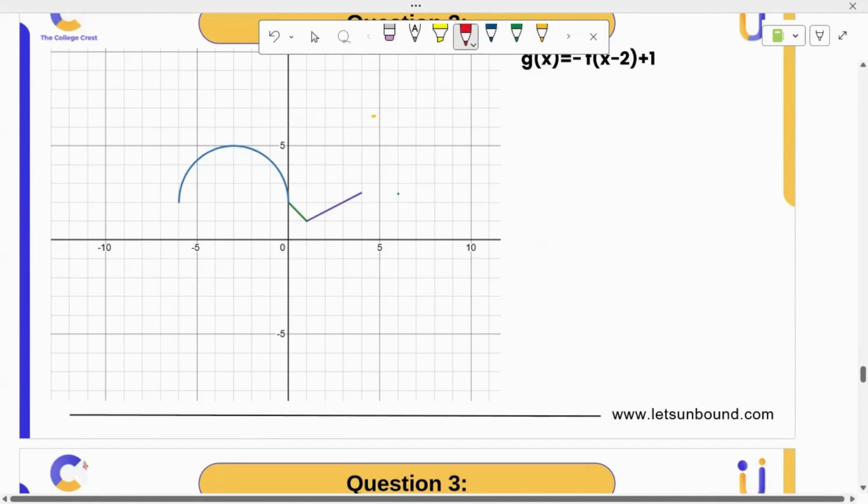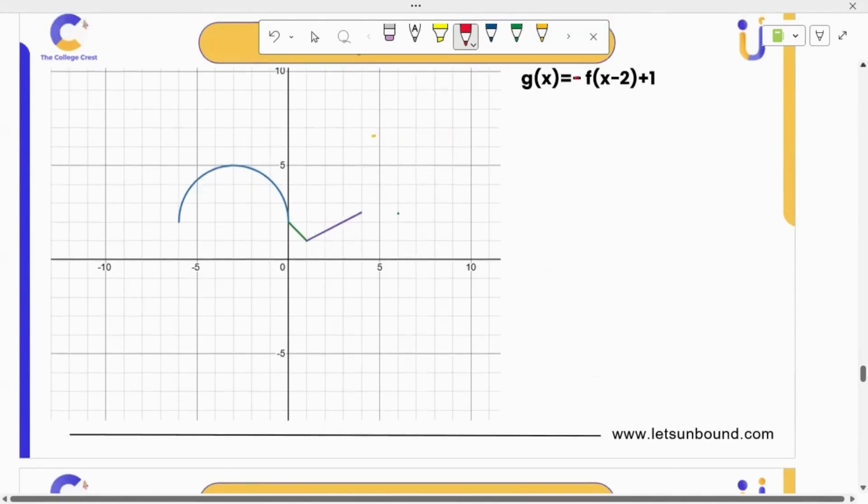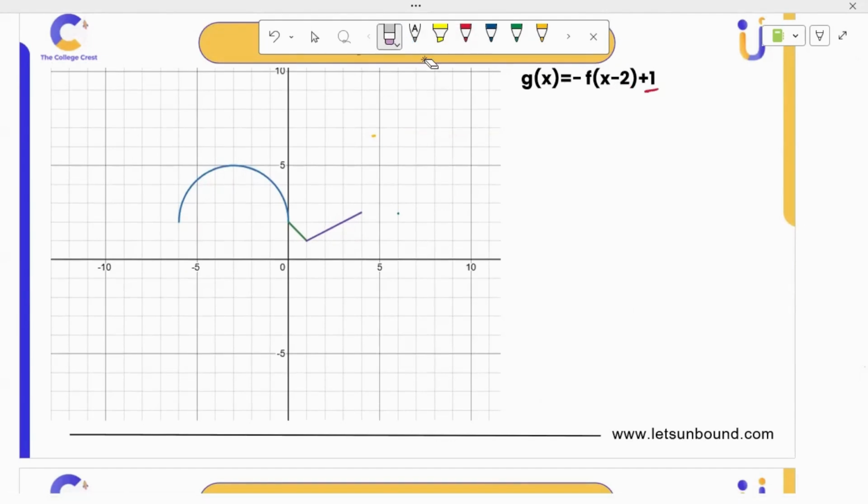Remember this: you can't just reflect, then shift, then shift. Don't do that. Inside, only one operation has been done. So let's do f of x minus 2 first. First, shift right 2 units. Is it right or left? Right, x minus 2 means right. Right 2 units. Then you should not do plus 1 yet.